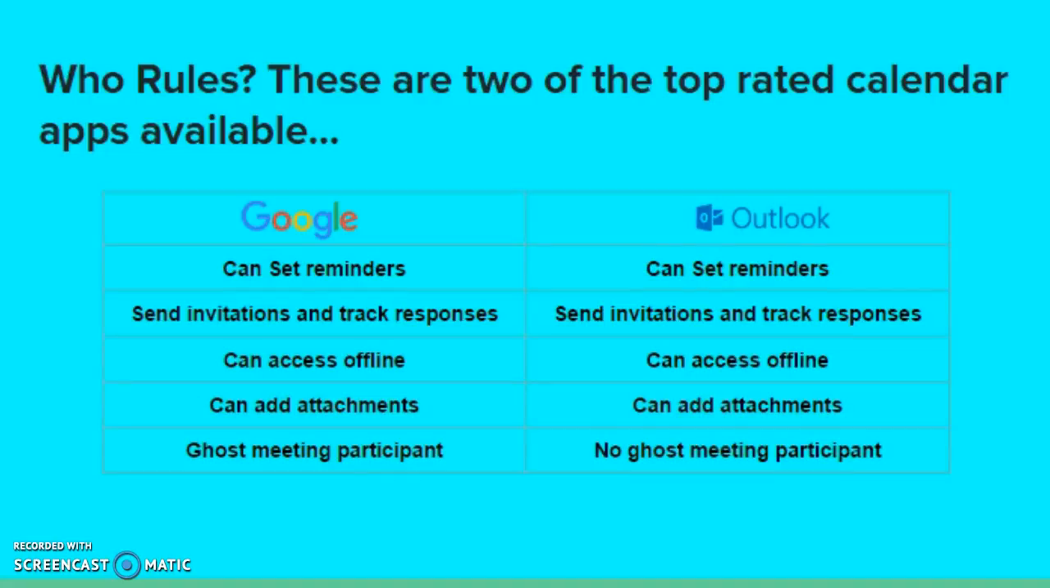Both Google and Outlook allow you to set reminders, send invitations, and track the responses. They're both accessible offline. They both allow you to add attachments. And the one difference I found is something called a ghost meeting, which Google offers.